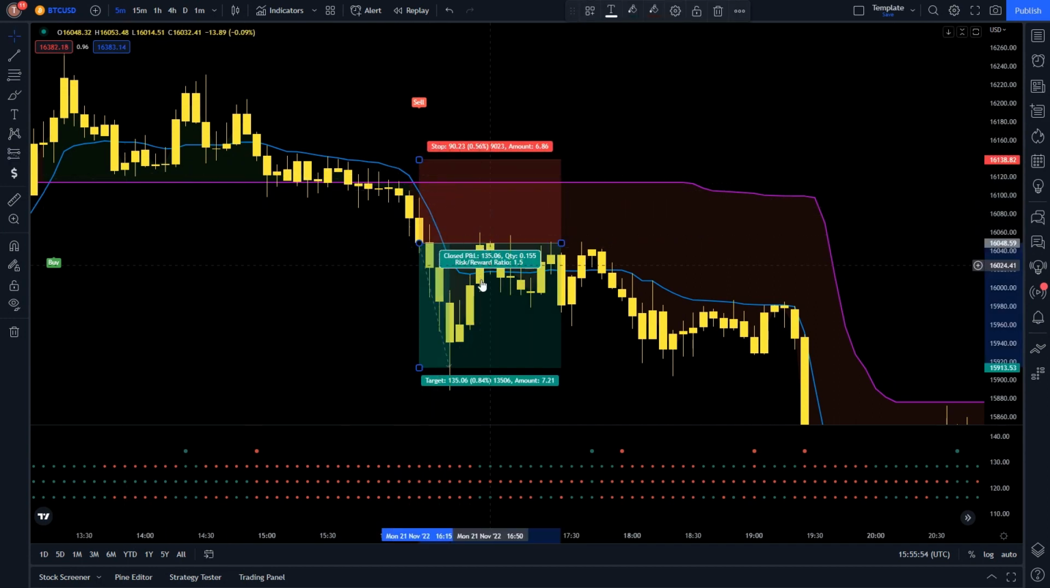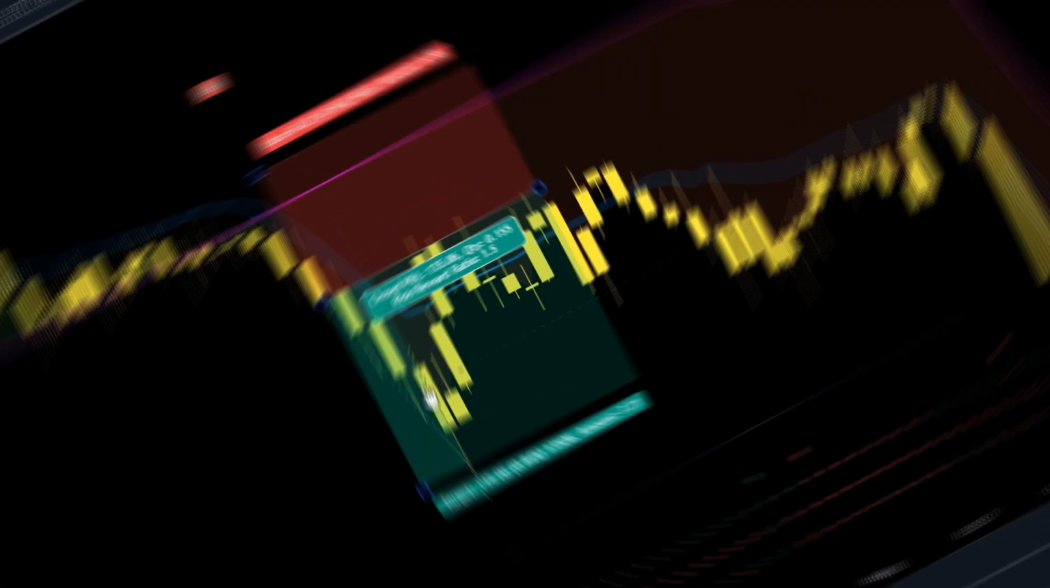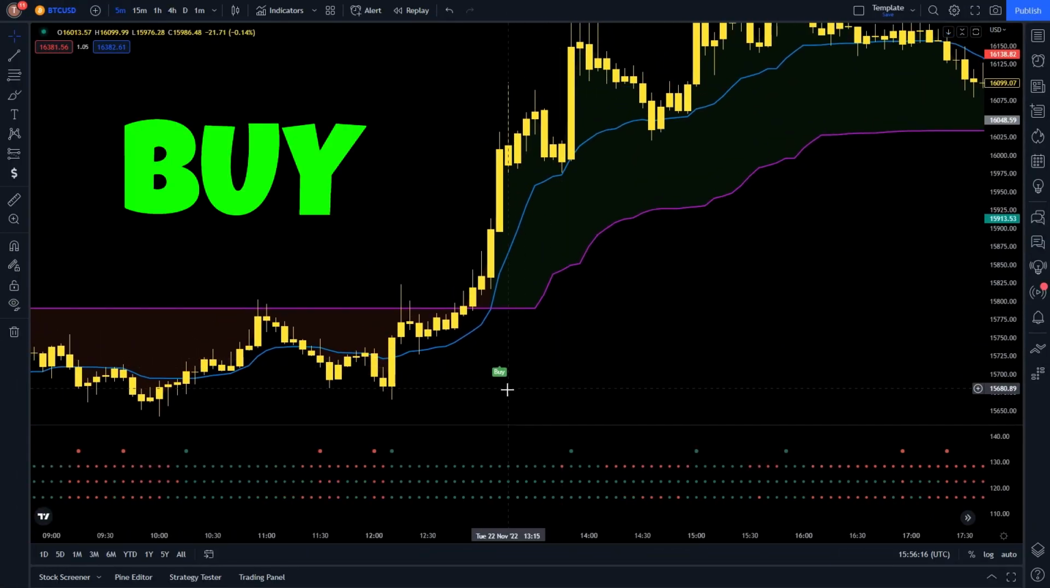Stop loss at the recent swing high, and then we target 1.5 times the risk. You see it hit in just 3 candles. The opposite goes for a buy. You can see this is a great example here.